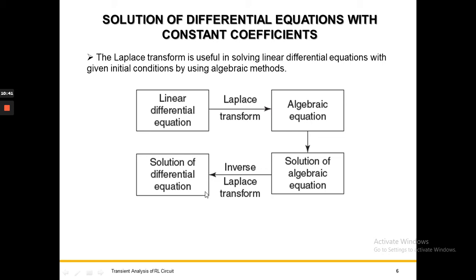You may know the definition of the Laplace transform. The Laplace transform of a function f of t is denoted by F of s. It is the integral of the function f of t times e raised to minus st, with respect to t, with integration limits 0 to infinity.